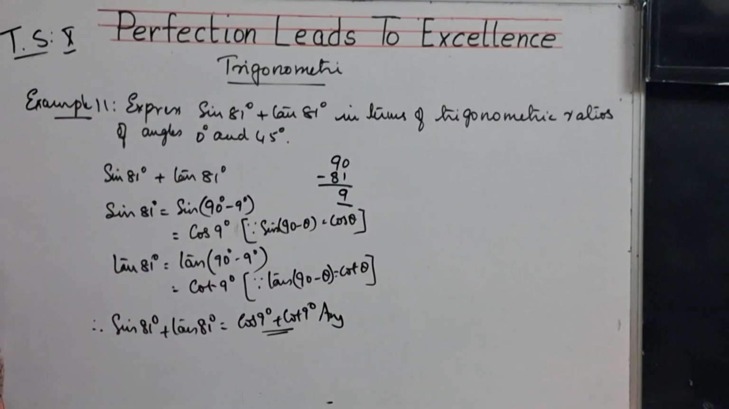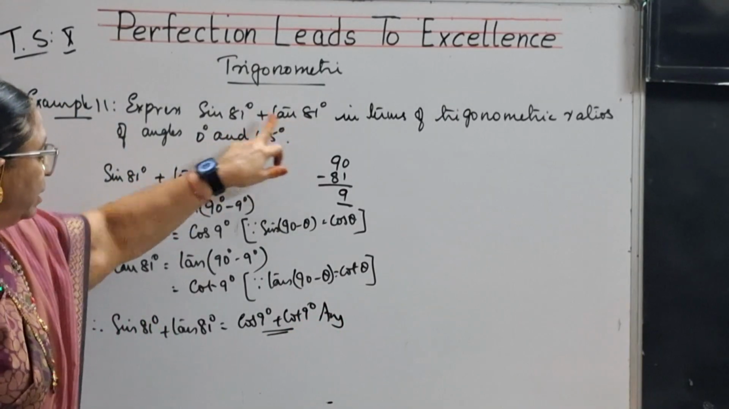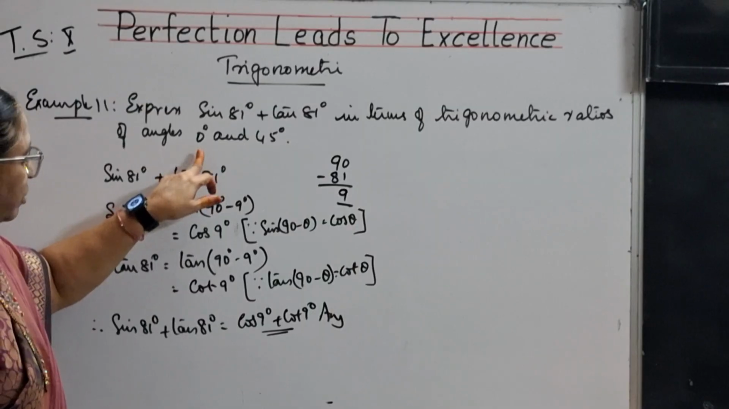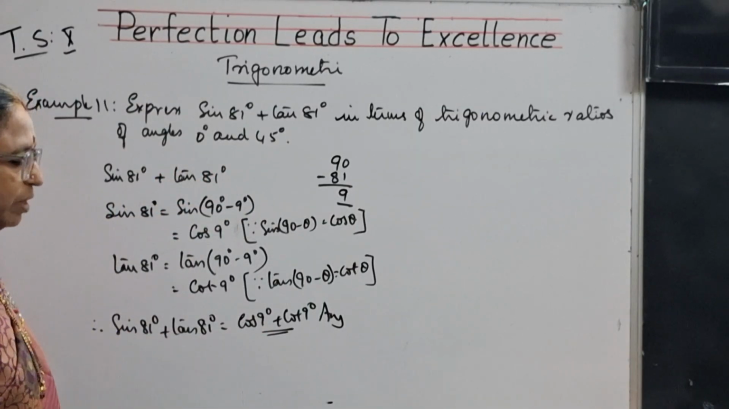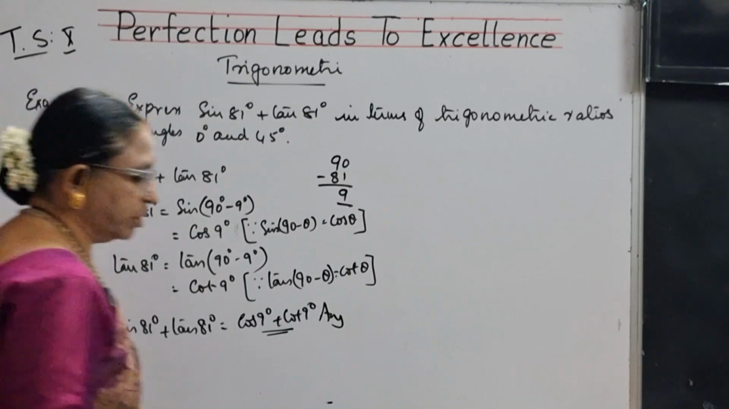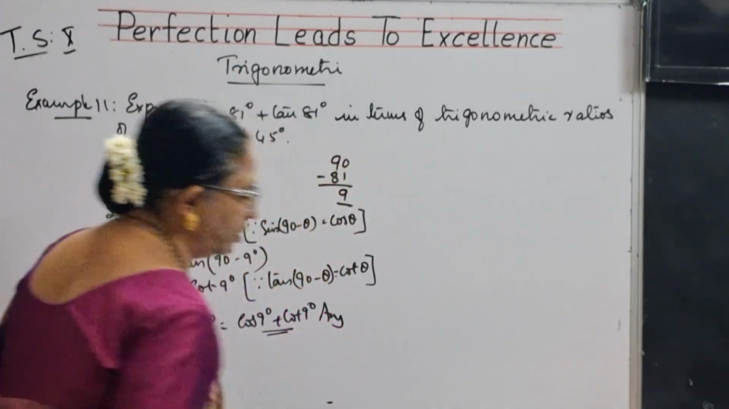You have converted 81 and 81 degrees to the angle between 0 and 45. So 9 is between 0 and 45. So I hope I am clear, children. Please note it down.